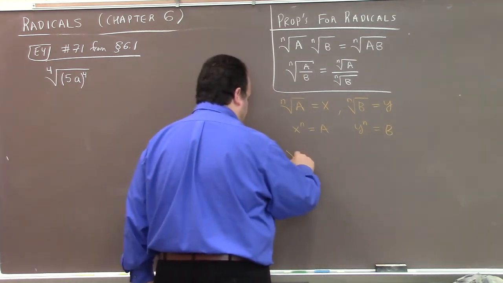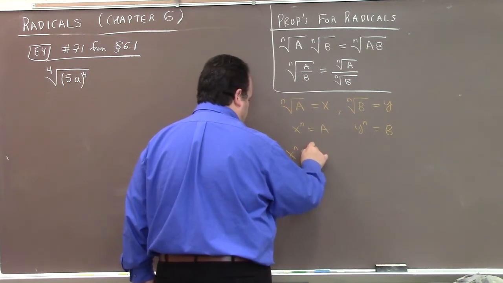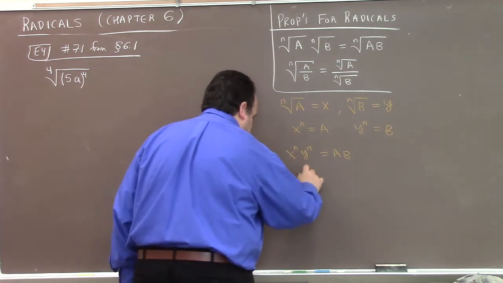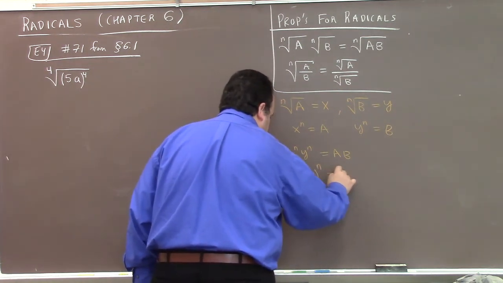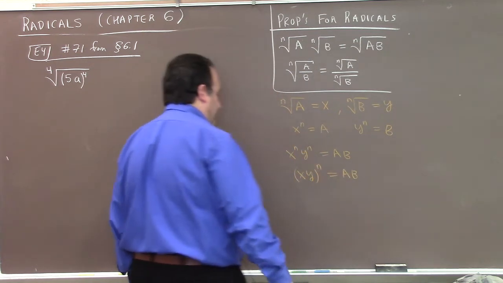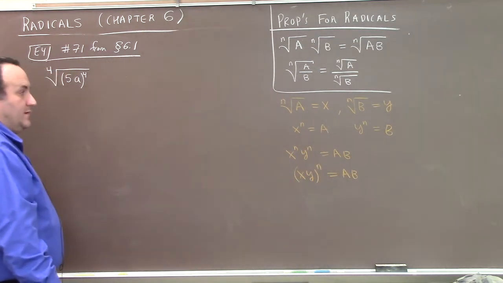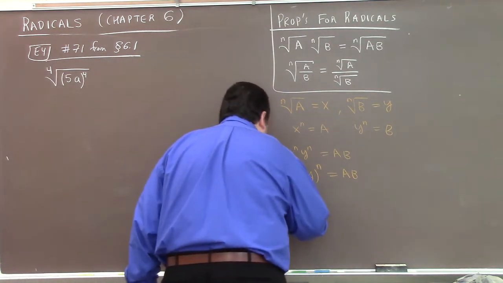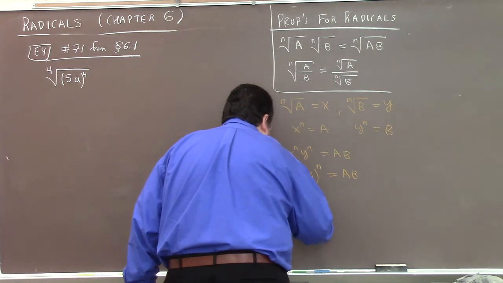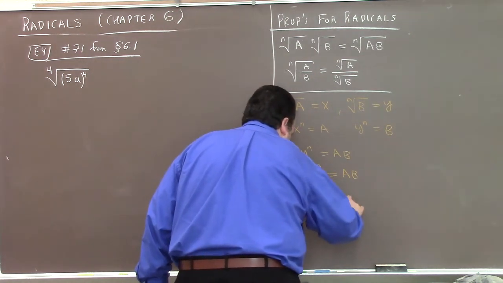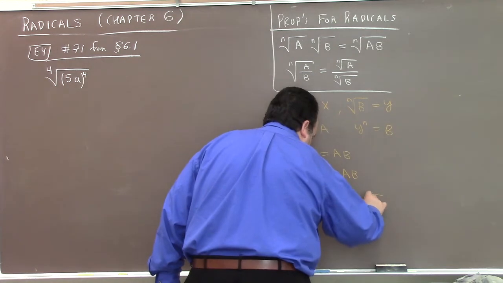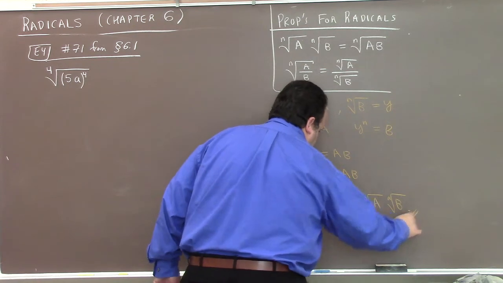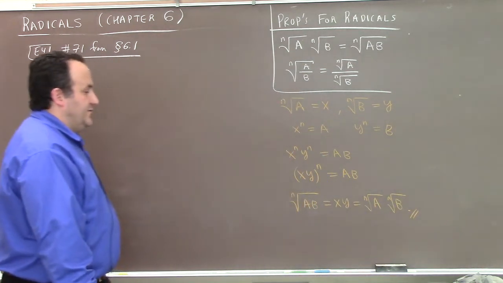So then we have x to the n times y to the n is equal to ab, which tells me that xy to the power n is equal to ab, all right? Which then tells me that the nth root of ab is equal to xy, which, by the way, is equal to the nth root of a times the nth root of b. And so there's the property. I don't do too many proofs in here.